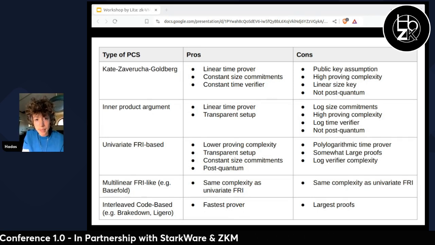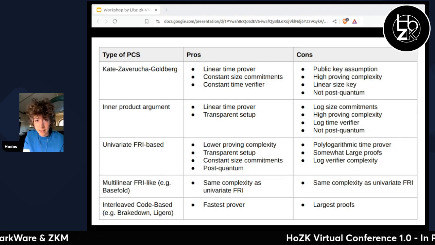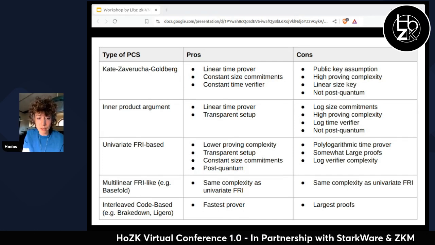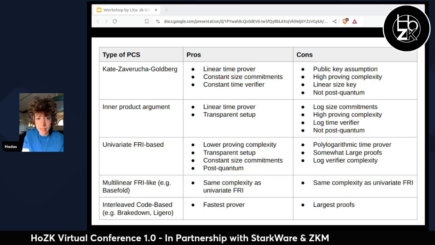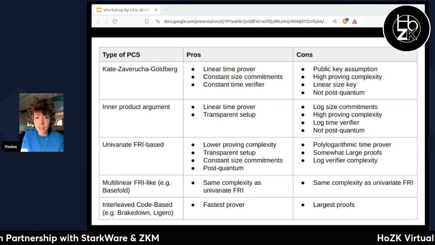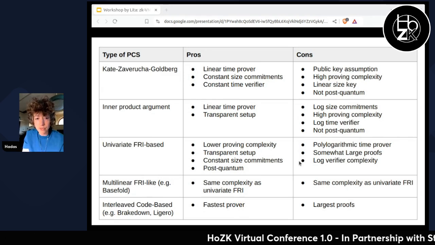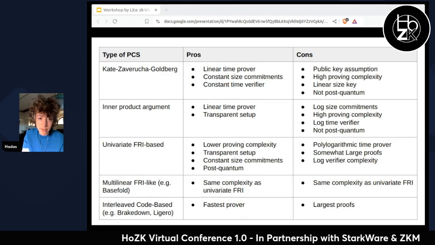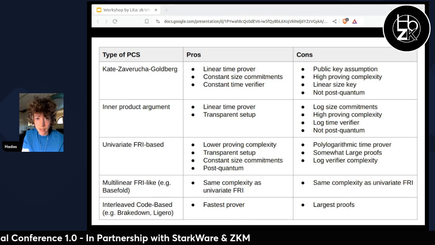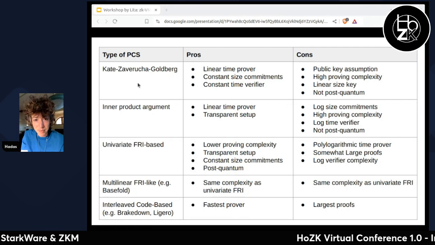Multilinear FRI, for example, Basefold, has the same complexity as univariate FRI. Basically, the pros and cons that are listed here are the same, except it's multilinear, which, as I described earlier, is more efficient than univariate. So you can get a speed up by using multilinear FRI over univariate FRI. And finally, there's interleaved code-based ones, such as Brakedown and Ligero, which are super fast due to two reasons: one, the interleaving technique, and two, the speed of the code. However, the trade-off there is a larger proof, so those are used more rarely in practice. Thank you. That's the end of my section.